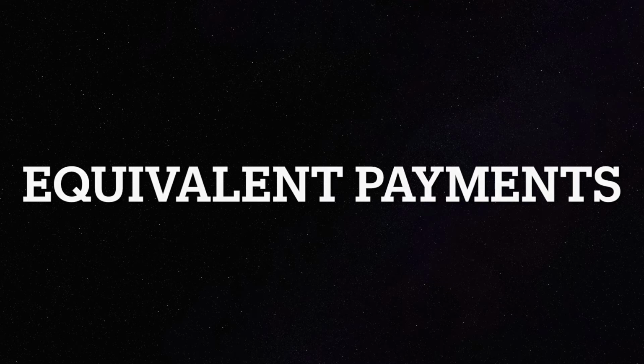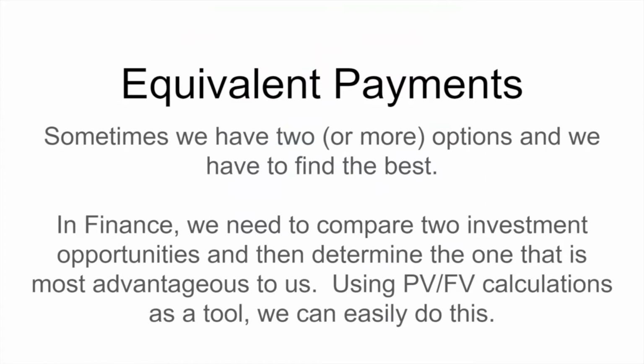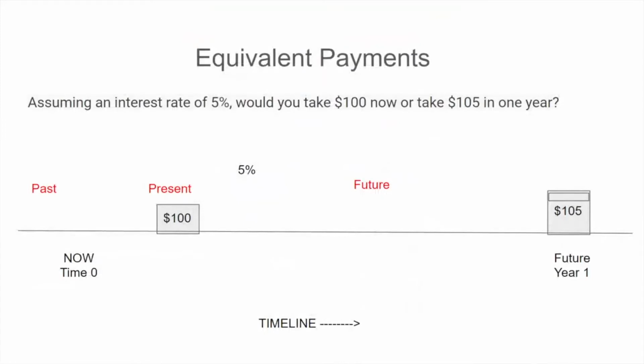So in finance, we need to compare two investment opportunities and then determine which one has the most advantage to us. So we use the present value and the future value calculations to do this. So the stuff that we just finished, we're going to take a look at in terms of an application. So here I'm just carrying on with the example that I brought up earlier with regards to some money.